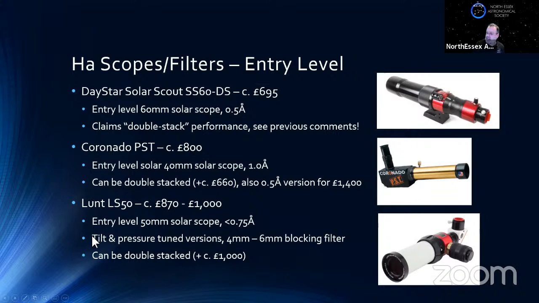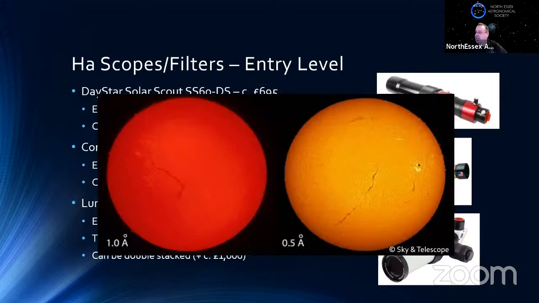A Lunt LS50 is probably the best one out of the three, I would say. About £1,000, depending on the model that you get. Small, nice views. But if you want to double stack, as we talked about, to get better contrast, the price goes up significantly. Just to give you an idea, something like a PST will give you this view here because the width of the peak that's going through the Etalon is quite wide. You don't get much contrast, but you can see that the prominences are brighter, for reasons we can talk about. If you have a narrower bandpass, you get more contrast. So basically you get what you pay for. Better scopes with narrower bandpasses tend to give you a more contrasty image.